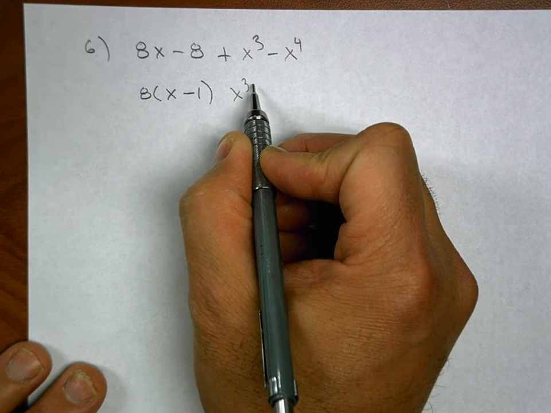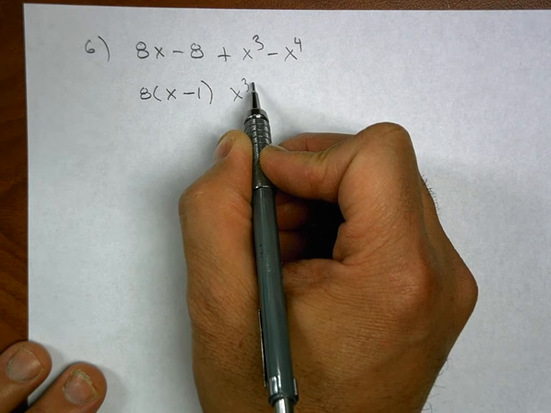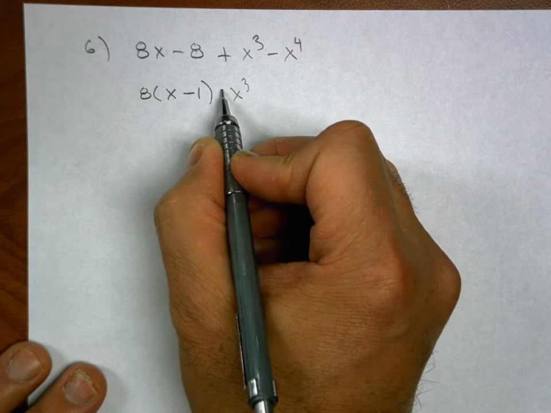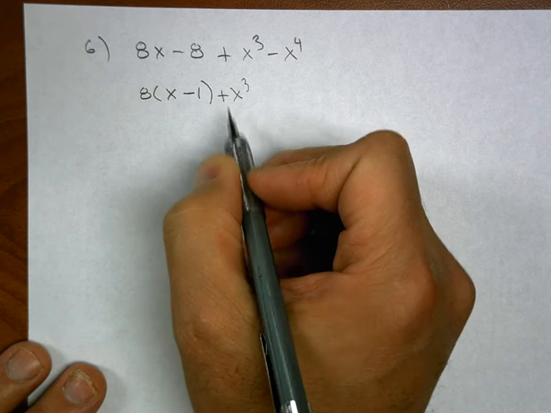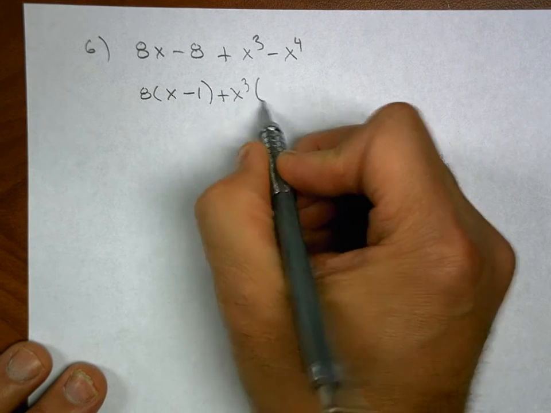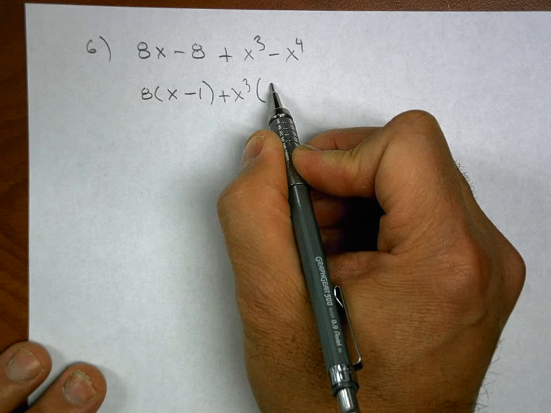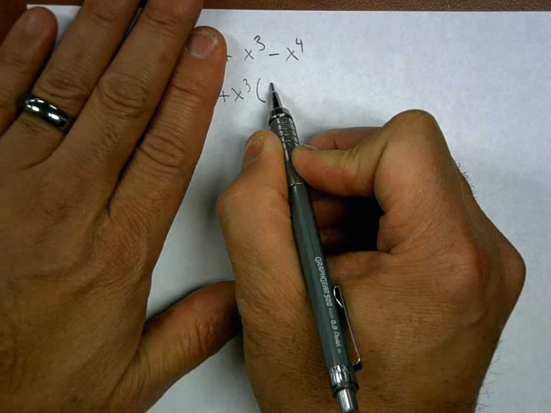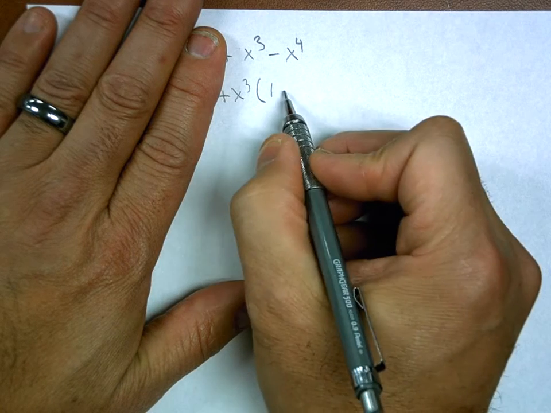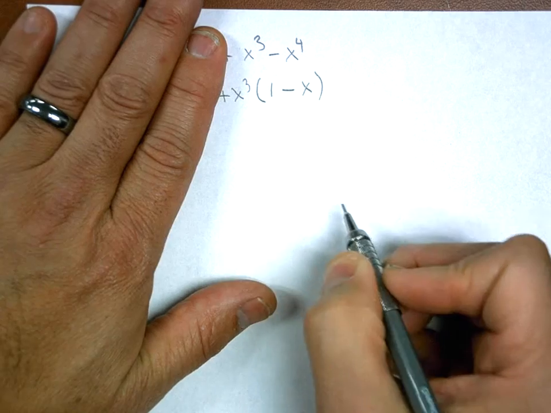No. Don't just put x cubed there. Is that a positive x cubed? So you better put a plus. You have to have either a plus or a minus there. And it's a positive. And then what do we have left? Well, to get the x cubed, you get 1 minus x. Okay, let's double check here.